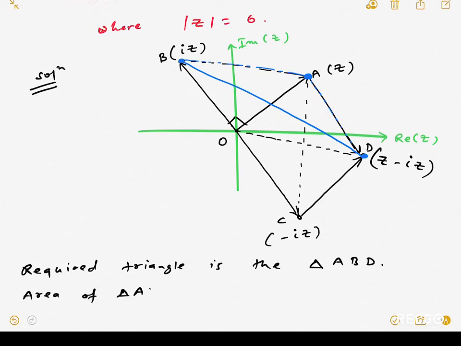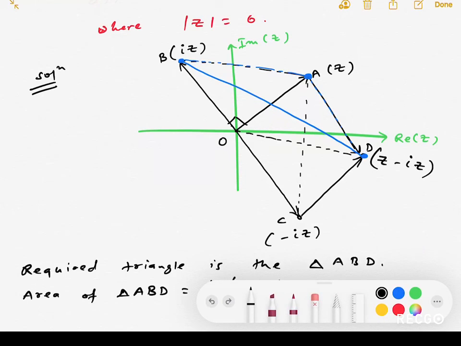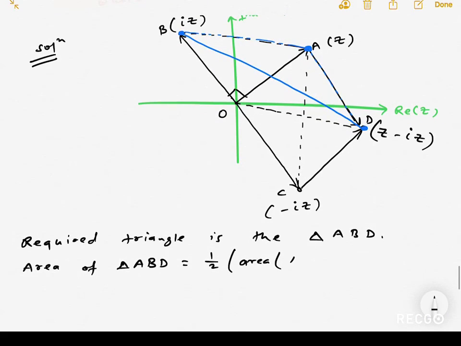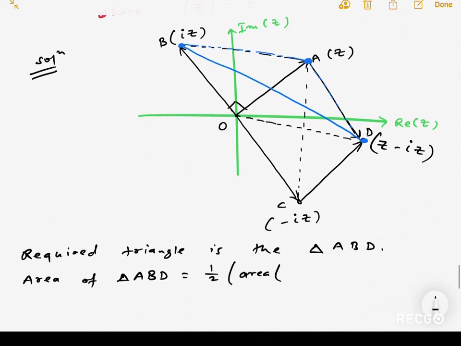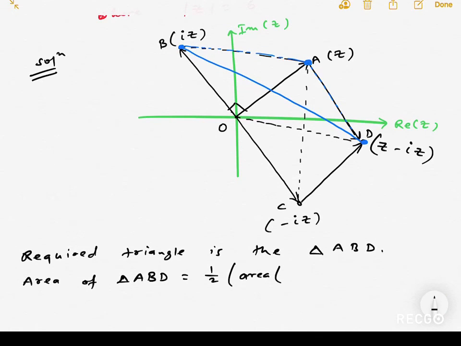So the required triangle is triangle ABD, and area of triangle ABD is half of the area of the parallelogram OBAD. I'm writing it very slowly. Wait, area of the parallelogram actually. So area of the parallelogram OBAD, as you can see. Now half of the area of the parallelogram OBAD is same as the area of triangle OAB.